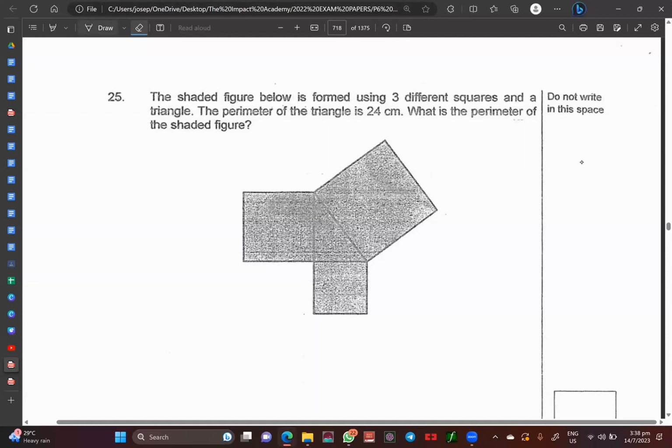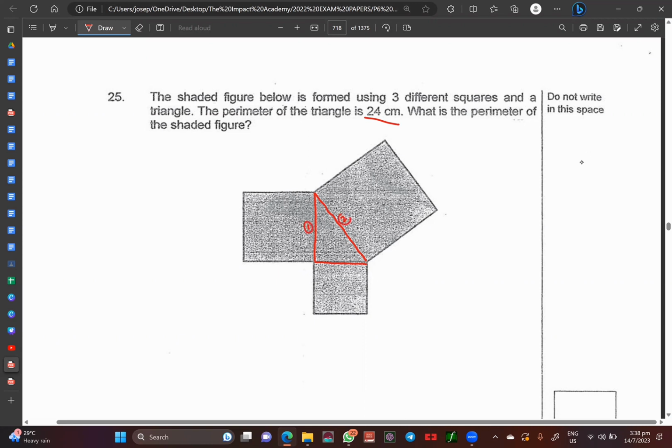Everyone, today we are looking at a question like this. Now, as you can see over here, they say that the perimeter of the triangle. So what I want to do is I want to just highlight it first, okay? So I know that the perimeter of the triangle is 24 cm, right? But the problem with this question is that the sides of the triangle, they are all not the same.